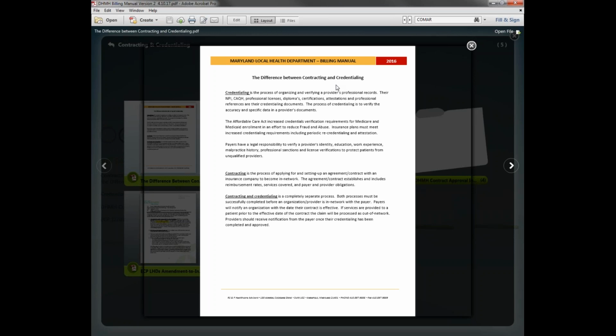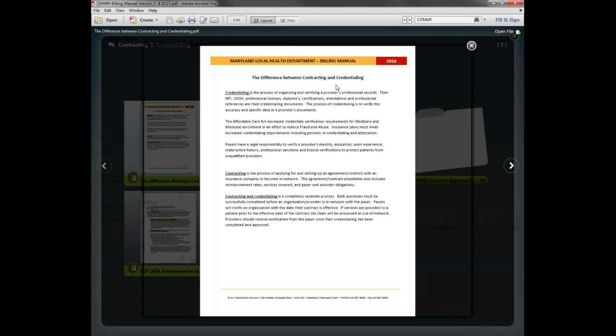The agreement and contract establishes and includes reimbursement rates, services that are covered under the contract, as well as payer and provider obligations. So the contracting piece is really where fee schedules are established. Once the contracting part is complete, providers can be credentialed under that contract. I know I've said that a few times, but it's important to really distinguish the contracting and credentialing pieces.